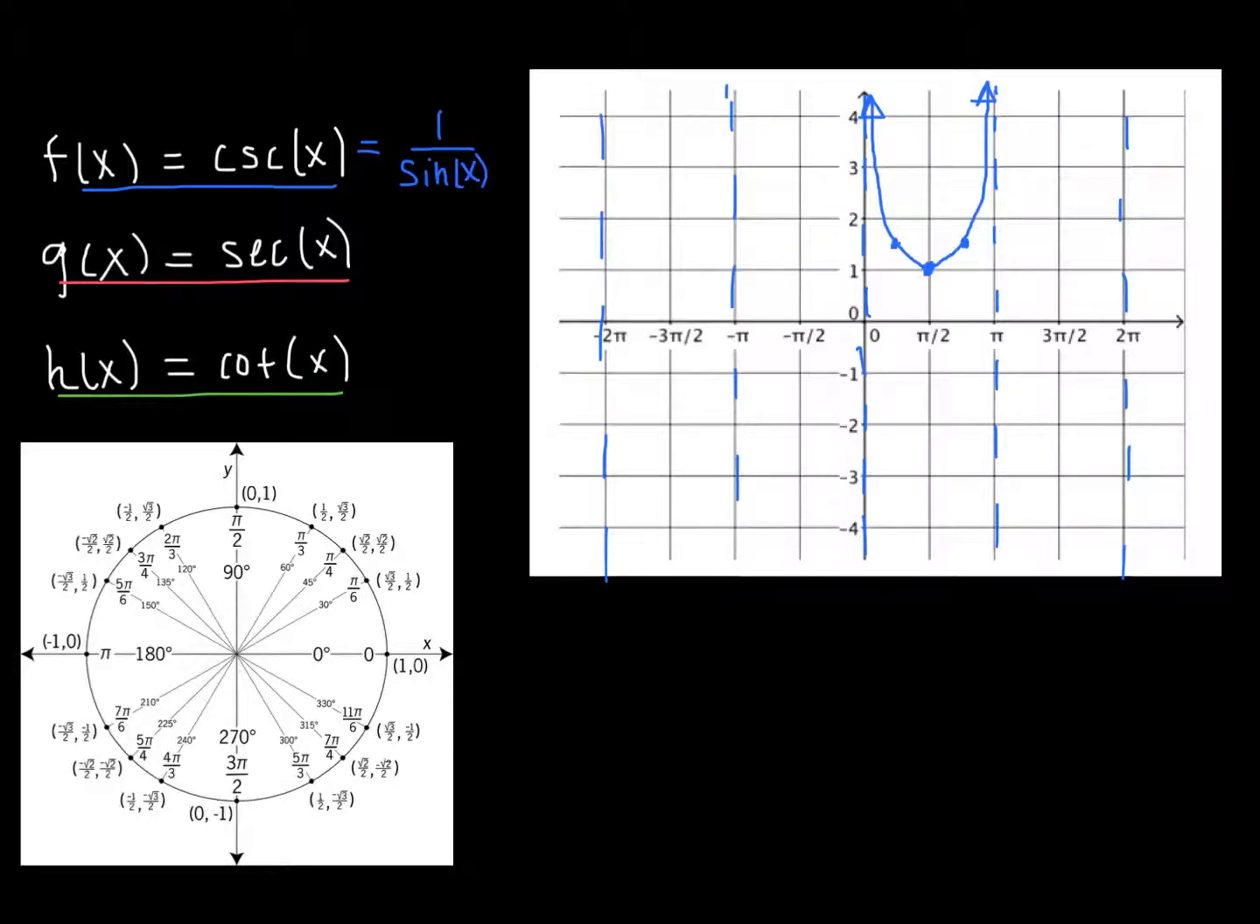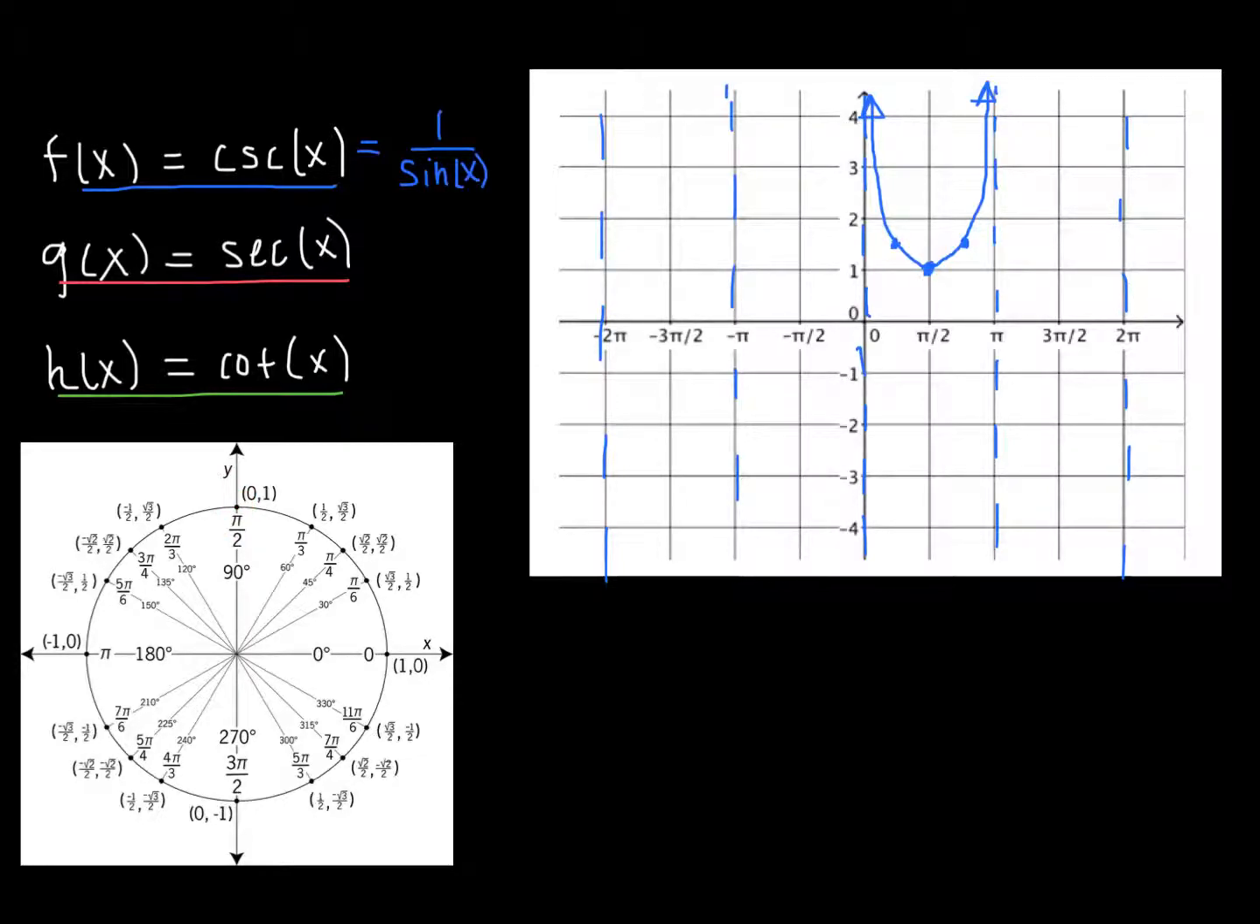A couple of interesting things to note here. The first is that the minimum value is 1, and that runs just the opposite of what sine is, right? The biggest value that sine ever has is 1, and it's smaller everywhere else. And since cosecant is the reciprocal, when sine is very small, cosecant is very big. And when sine is at its maximum, that's actually when cosecant is at its minimum.